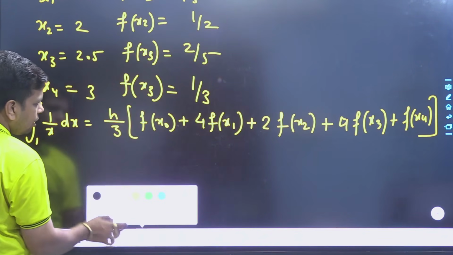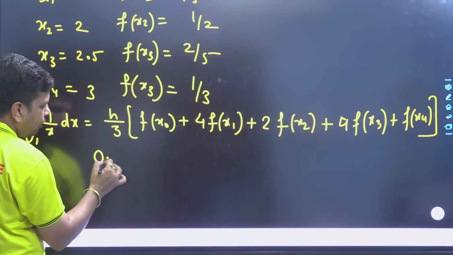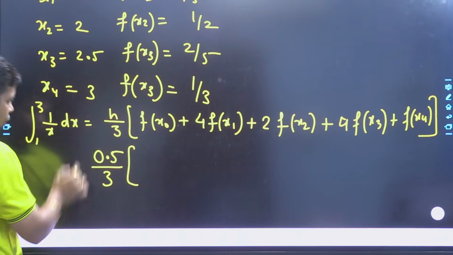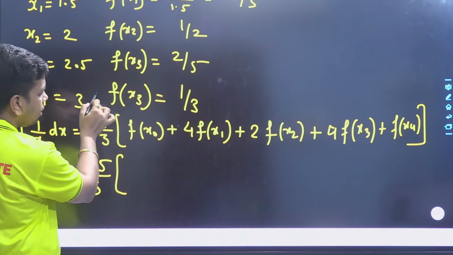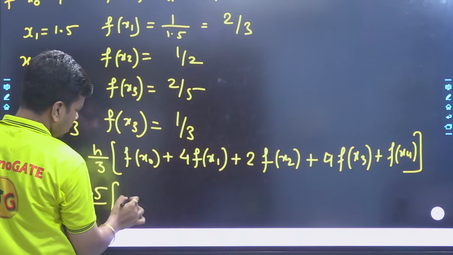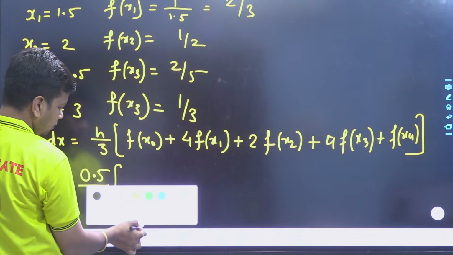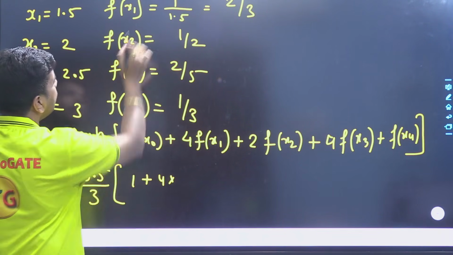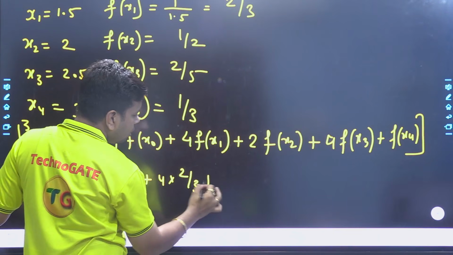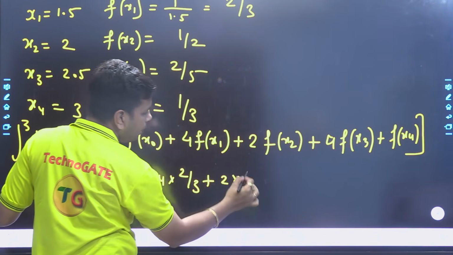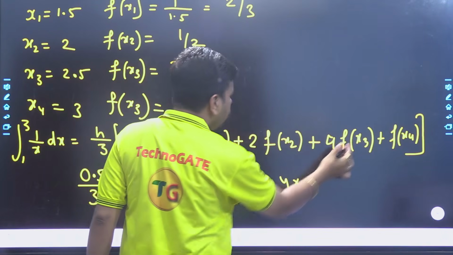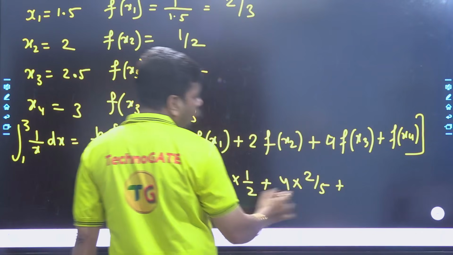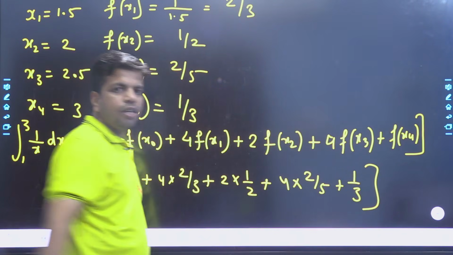H by 3, so h is 0.5 by 3. The value of f(x0) is 1, plus 4 into the value of f(x1), which is 2 by 3. Then 2 into the value of f(x2), which is 1 by 2. Plus 4 into the value of f(x3), which is 2 by 5. Plus f(x4), which is 1 by 3. Just take the addition between them.